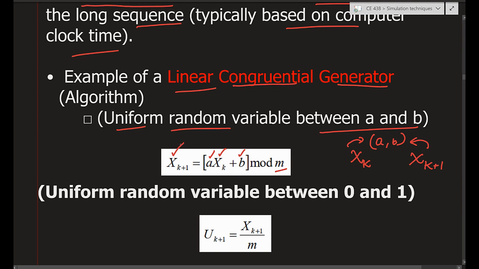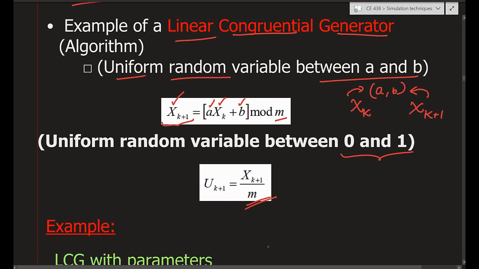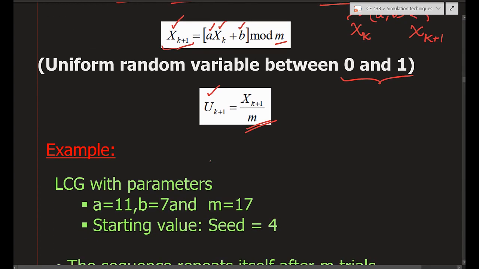Now this xk plus 1 is between a and b. If we want to convert this random number to between 0 and 1, then we have to divide by m. So xk plus 1 divided by m will give me a uniform random number between 0 and 1. Let's call this random number uk plus 1, so uk plus 1 equals xk plus 1 divided by m. We will illustrate using an example, and this algorithm is called the linear congruential generator.